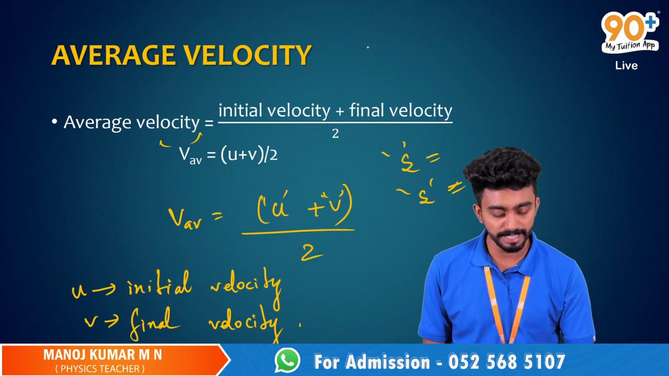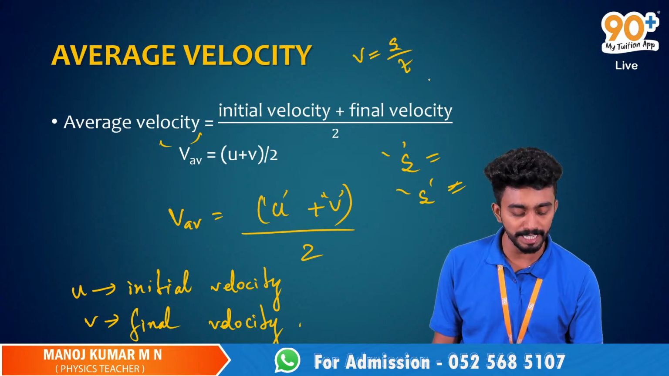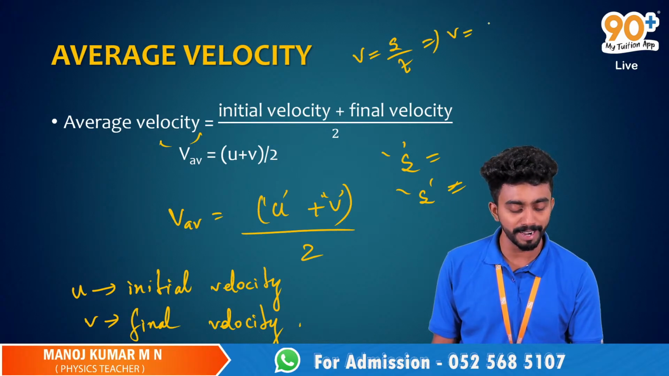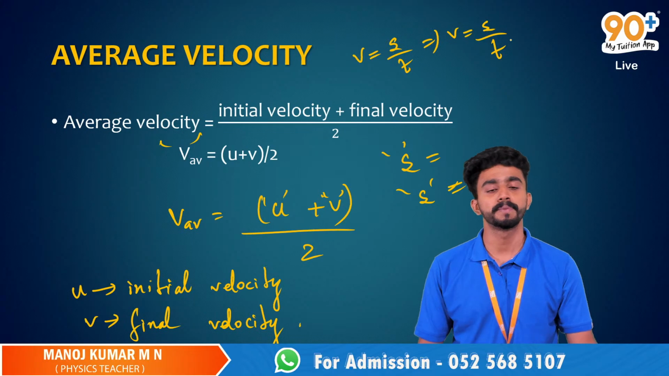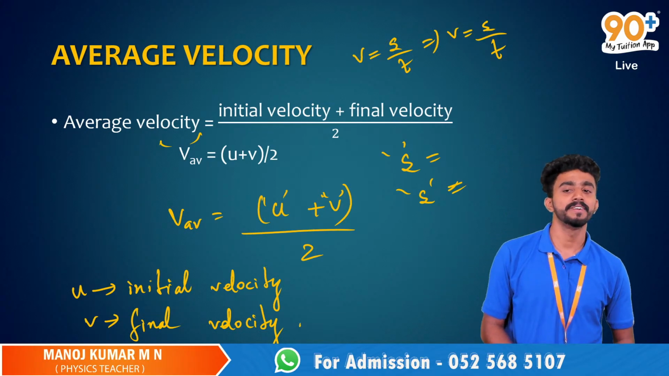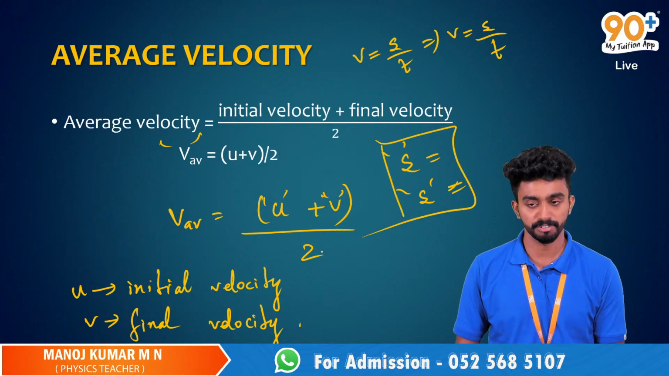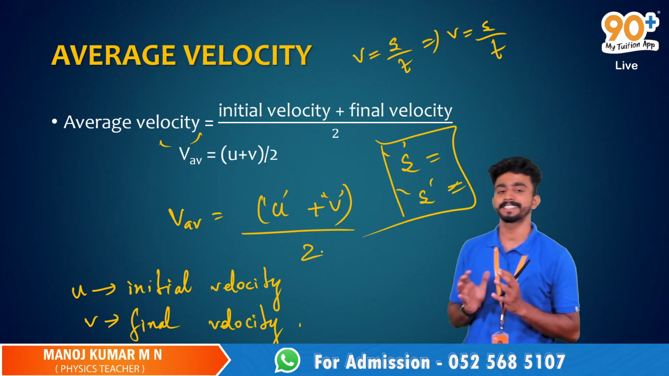In all the cases, the equation of velocity we will be writing as V is equal to S by T, and the equation of speed also we will be writing as V is equal to S by T. But don't get confused with it. It's just that we are considering S itself for distance and displacement. Got it, everyone? It is the conventional method.